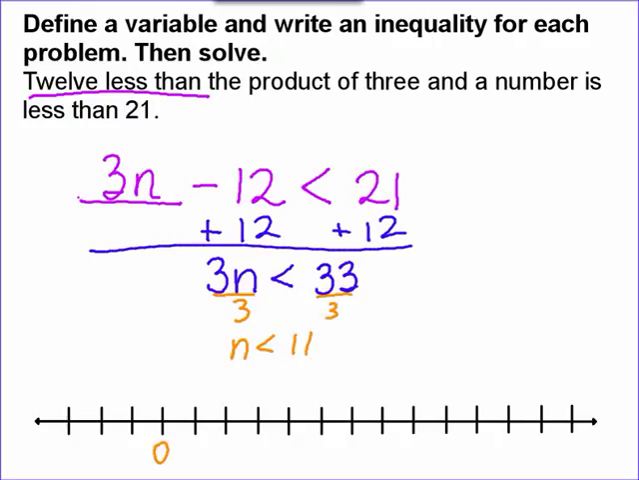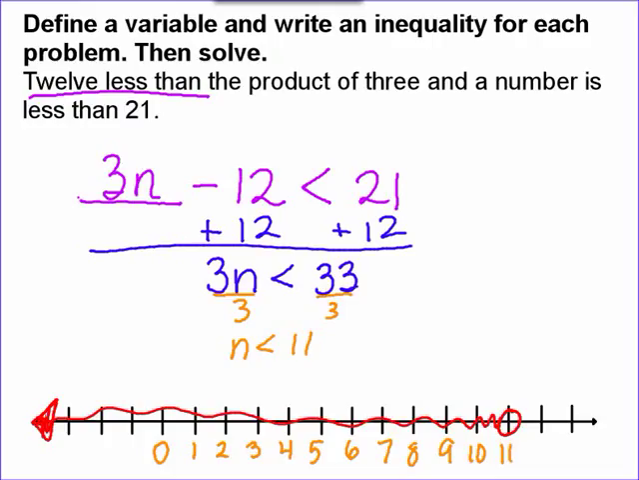So here's 0, 1, 2, 3, 4, 5, 6, 7, 8, 9, 10, 11. What type of circle at 11? Open. Shade which way? To the left.